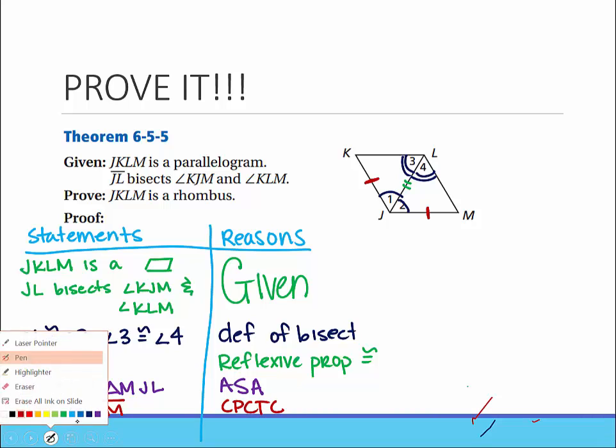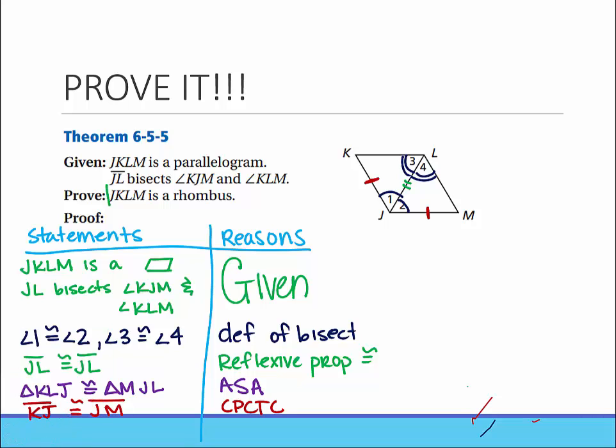And that tells us that this is a rhombus, so that's our final thing down here, because if you have a parallelogram with consecutive congruent sides, you have a rhombus.